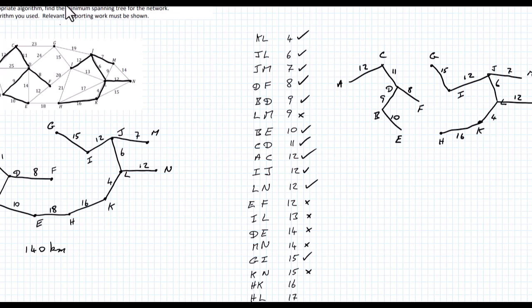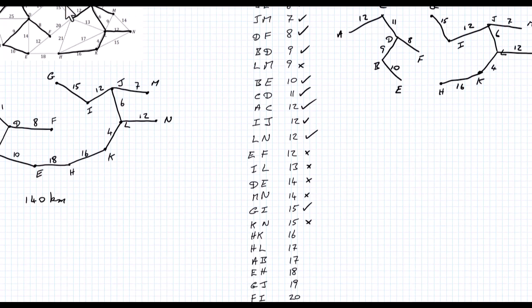And what have we got? H to L then. H to L will bring us along this way. That's going to cause a cycle, so we can't use that one, so that's out. So A to B is the next one. A to B will cause a cycle as well down along here, so that's no good.